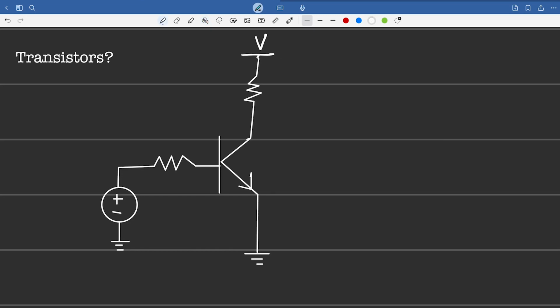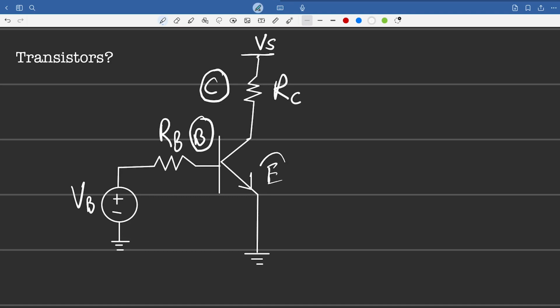This is VS, a source. This is also a source. Let's just call it VB for now. And this is RB, resistor for the base. This is RC, collector side, and let's just say there's no resistance here. So this whole section is the collector side, this section is the base side, and this is the emitter side.